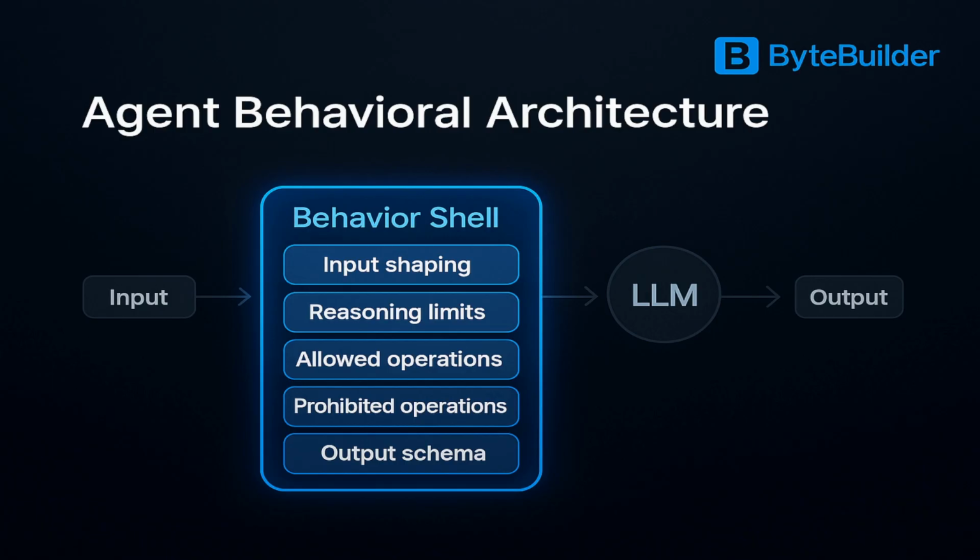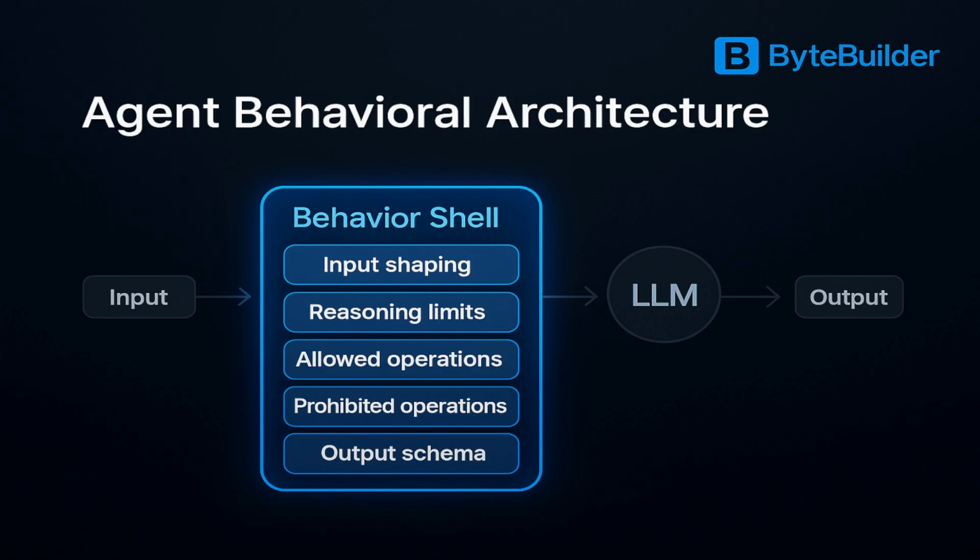To architect consistent agent behavior, you wrap the agent in what I call a behavior shell. The behavior shell sits directly between the input and the LLM. Its job is to shape the task before the model ever sees it, and to enforce how the model is allowed to respond. The shell has 5 major components. First, input shaping. You take the role task and transform it into a structured version that aligns with the agent's responsibilities. Second, reasoning limits. You explicitly set how deep the agent can think, how many steps it can take, and how broad its reasoning scope may be.